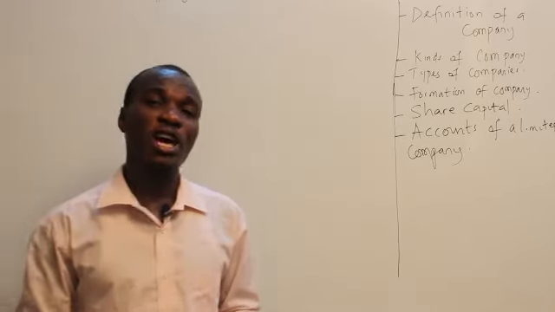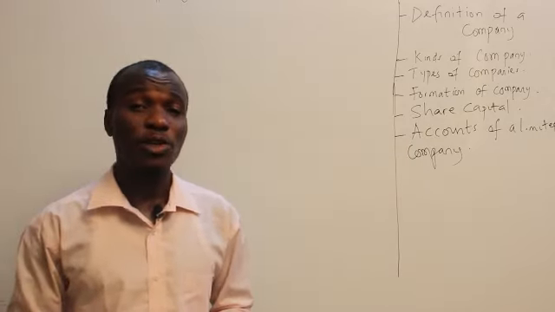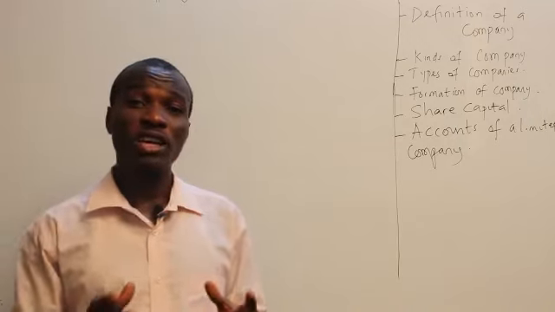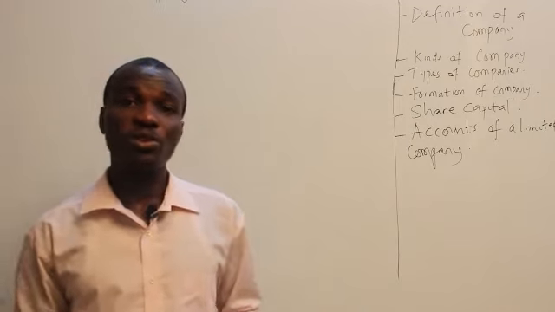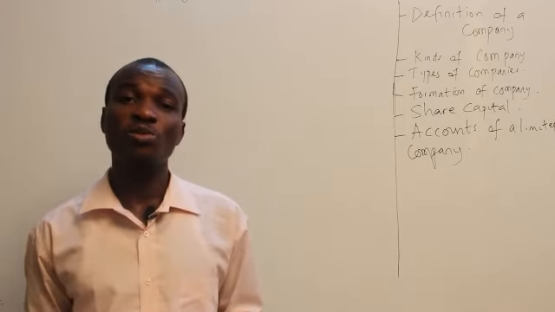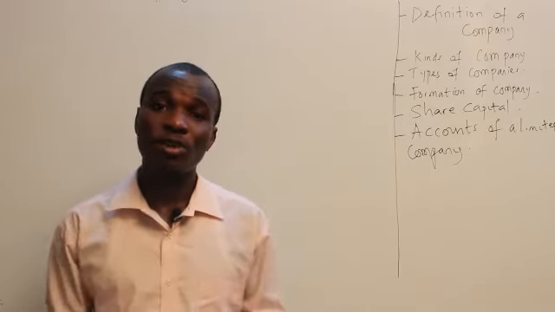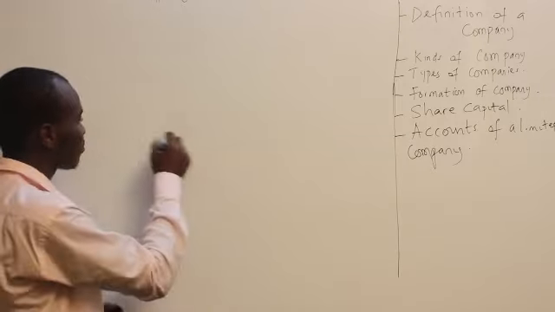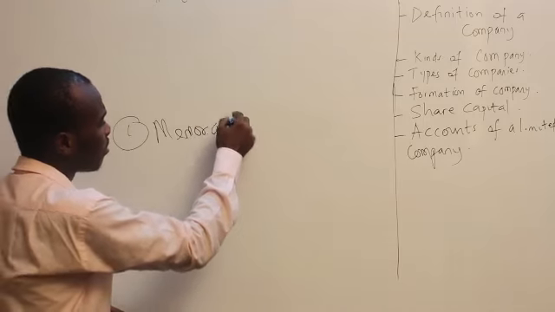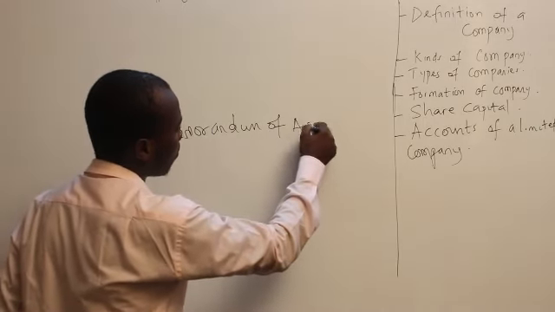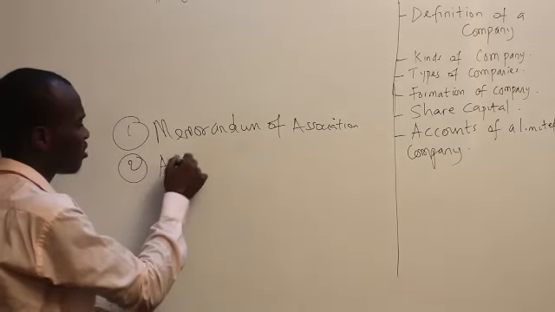It is the promoter that will determine the formation of the company. The promoter determines the capitalization of the company, the amount of capital that will be acquired, all the assets that will be acquired by the company, and also files the necessary documents required by the company. These documents are: number one, the memorandum of association. And number two, the articles of association.